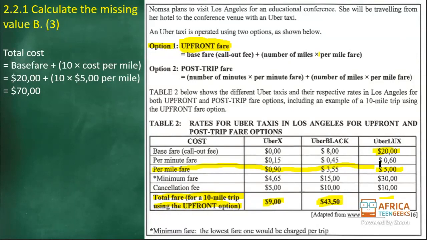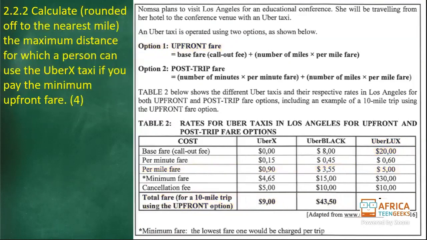So we must always be careful to allocate the correct category you're dealing with. Uber Lux, so we'll only focus on the values under Uber Lux because that's the one we're looking for. So the answer for this one, the value for B, would be $70.